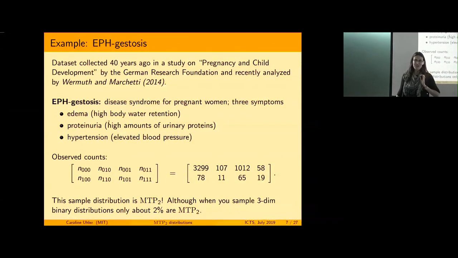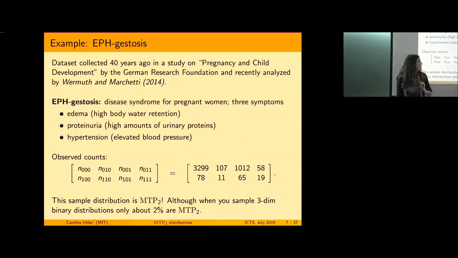But I still want you to care about it. Why? Well, I can give you examples of real data sets that are MTP2. It shouldn't be possible, right? It's not the case that I went through hundreds of data sets, or in this case, 50 data sets, to find one that is MTP2.